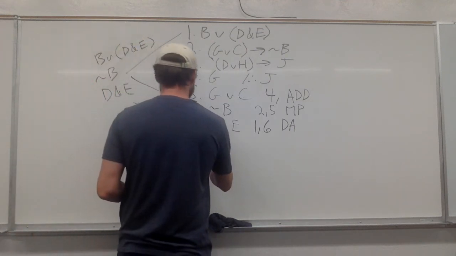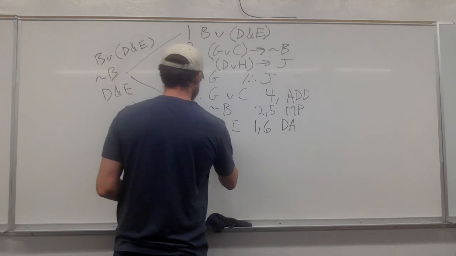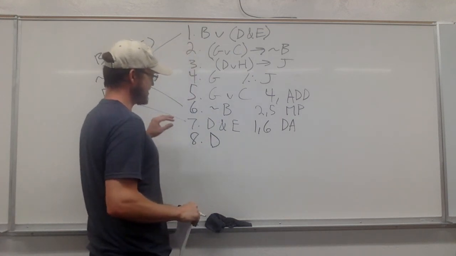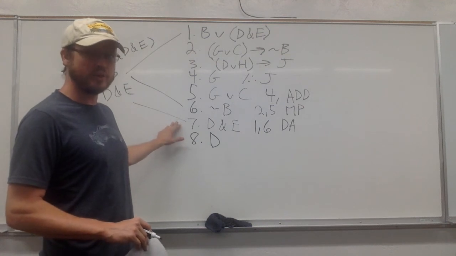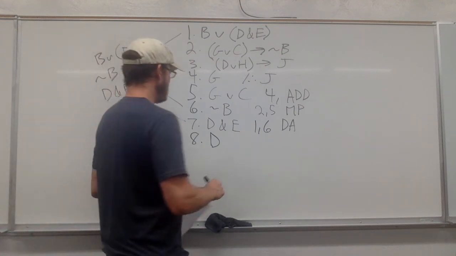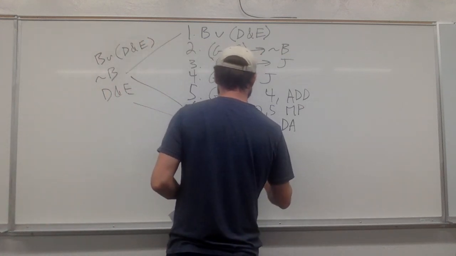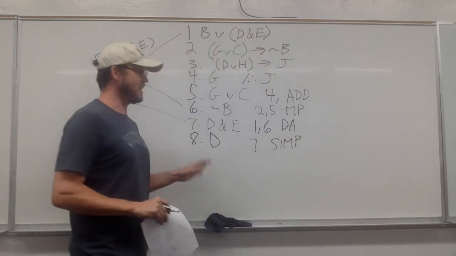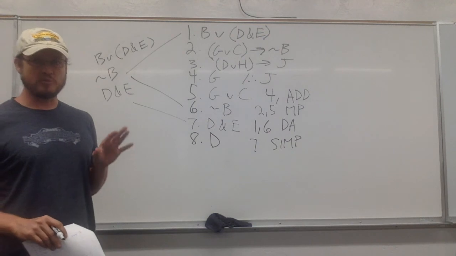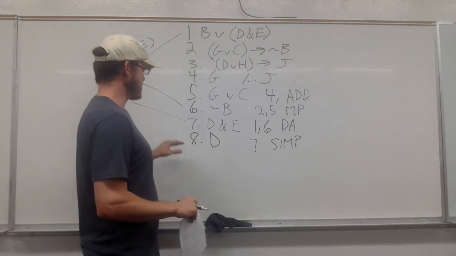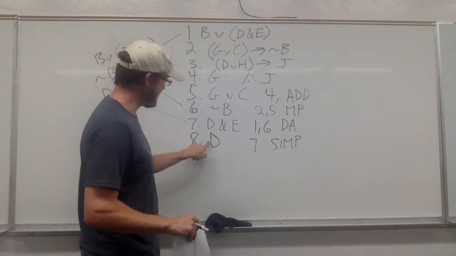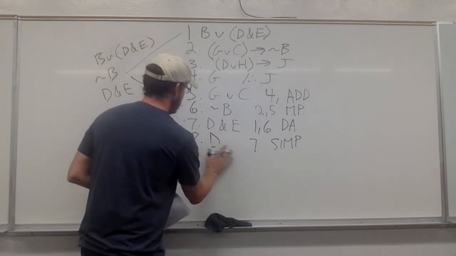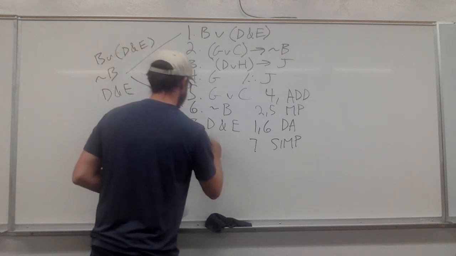So anyways, now I can simplify line 7. Line 7, again, is a one-line argument. I'm sorry, I meant simplification is a one-line form. It's a one-line rule. So I'm only going to put 7, simplification, S-I-M-P. I just used 7 and I simplified to get D. Now notice that I could also have taken E. This is totally allowable within the rules.